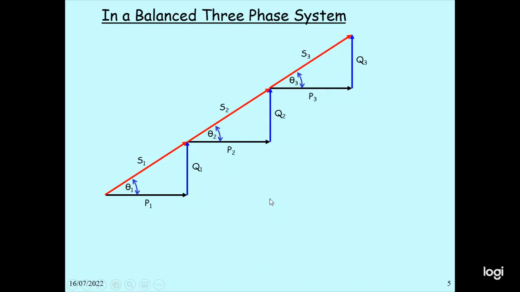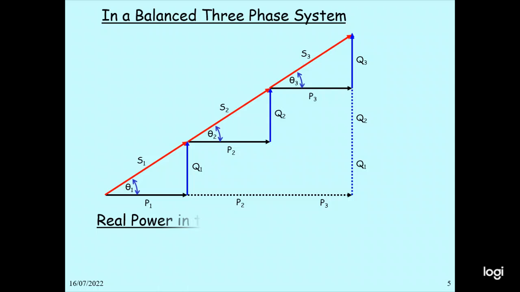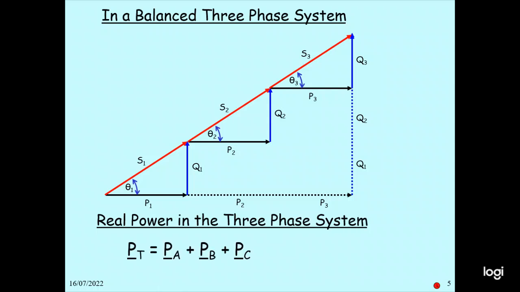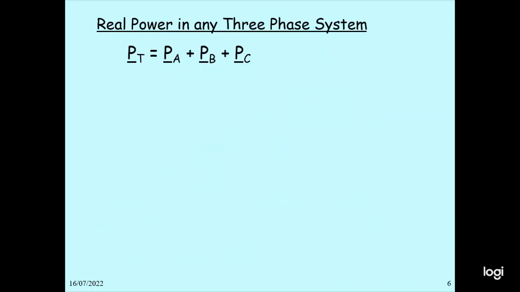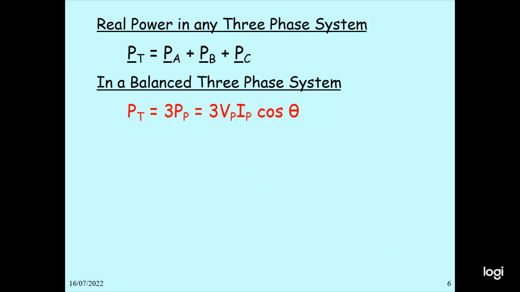Similarly, in a balanced three-phase system, all the power triangles are the same. In this case, we can calculate that P total is equal to P1, P2, P3, and Q total is Q1, Q2, Q3. The real power in any three-phase system is P total equal to Pa plus Pb plus Pc. In a balanced three-phase system, P total equal to 3 Pp.